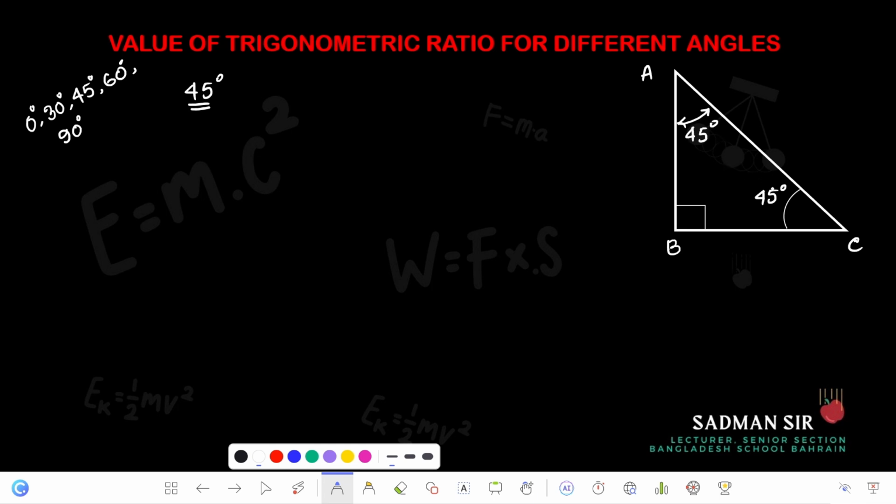And when these two angles are equal, their opposite sides are also equal, right? So the perpendicular and the base that we have here will be equal. So if I consider that AB is A, okay, so BC will also be A. So if I consider these two to be A and A, can I find out the length of the hypotenuse? We can easily do it according to what? There is a theorem, right? Pythagoras theorem.